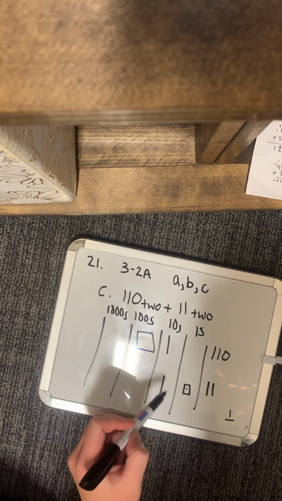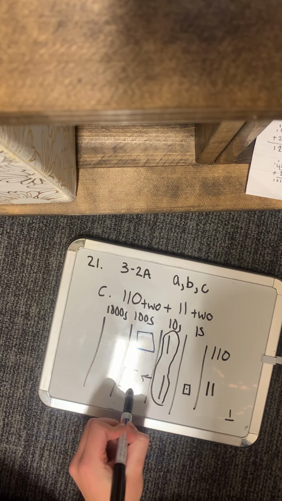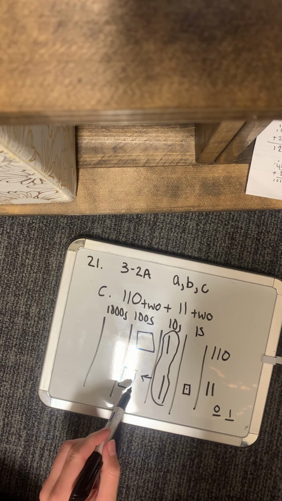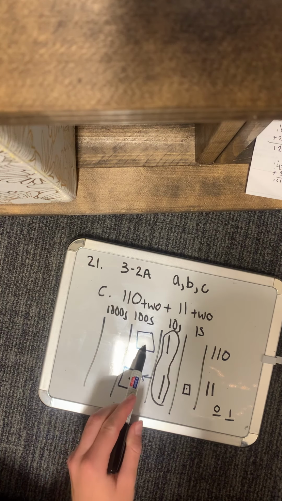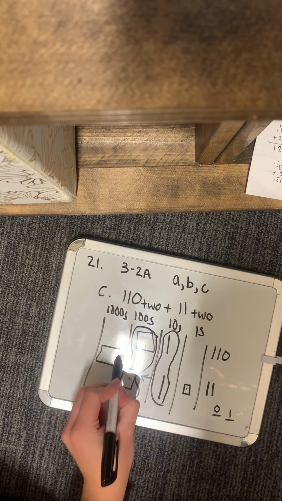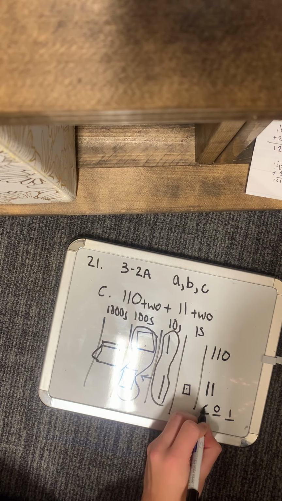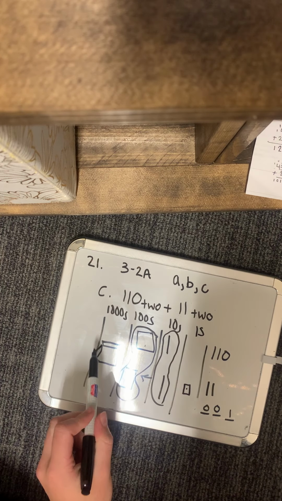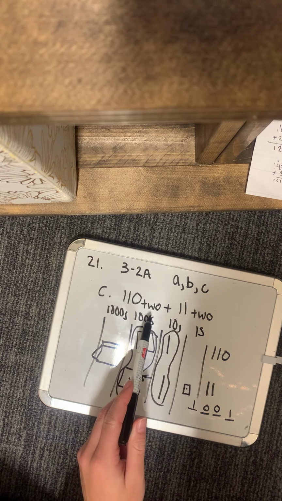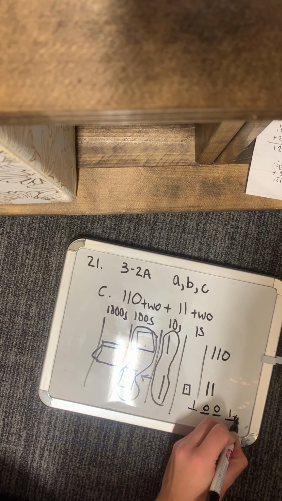For 10, I have 1, 2. There's my bundle of 2 I'm looking for. I'm going to carry it over to the 100s, and left over in the 10 spot, I have 0. If I add up these two, 1, 2, I have another bundle of 2. So I'm going to carry that over to the thousands. And in the 100 spot, I have 0 again. Now I come over to the thousands and I have 1. So 110 base 2 plus 11 base 2 equals 1001 base 2.